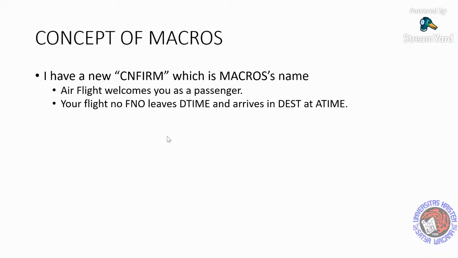I have CNFIRM, confirm, which is the macro name. So I have to create a macro, and the macro that I created, I named it CNFIRM, confirm. The program inside the macro has two sentences. So the idea is how I concatenate two sentences to become a whole sentence. The first sentence: a flight welcomes you as a passenger. The second sentence: your flight number is stored in the variable FNO, uppercase, leaves DTIME, uppercase, and arrives in DEST, uppercase, at ATIME, uppercase.